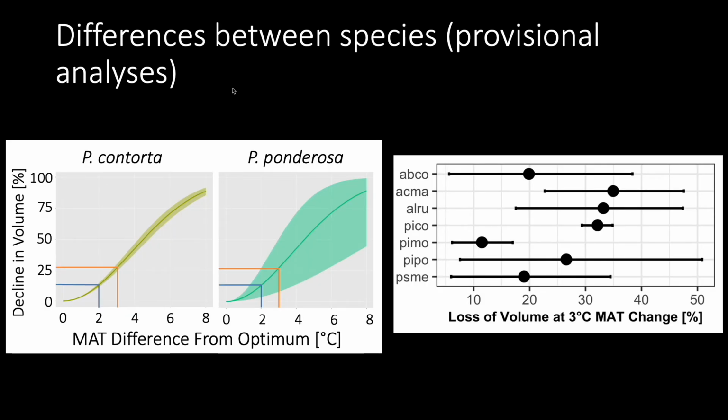So what do we see in terms of differences between species and their climate transfer functions? On the left, we've got an example comparing lodgepole pine and ponderosa pine. Vertical axis is decline in volume, and then we're looking at mean annual temperature difference. And you can see the transfer functions for lodgepole pine and ponderosa pine are very similar in terms of what they're predicting. The one main difference is that ponderosa pine has much larger confidence intervals due to the more robust data for lodgepole pine and sparser data for ponderosa pine.